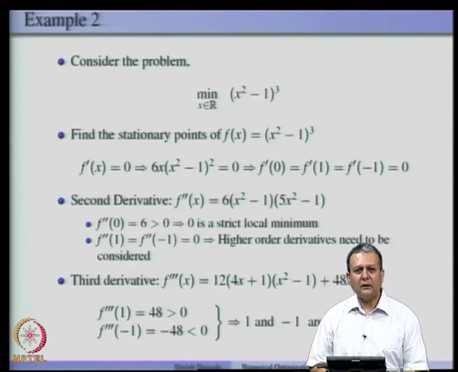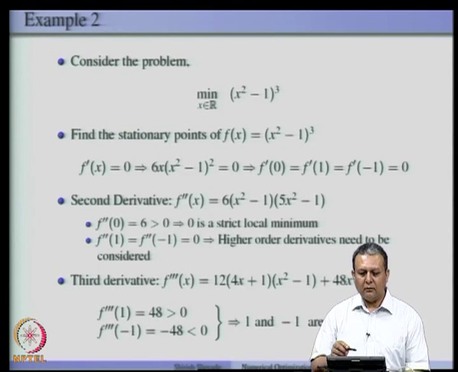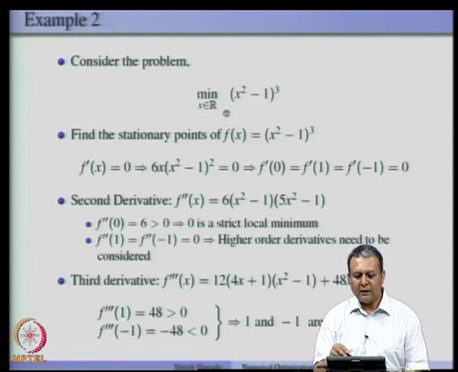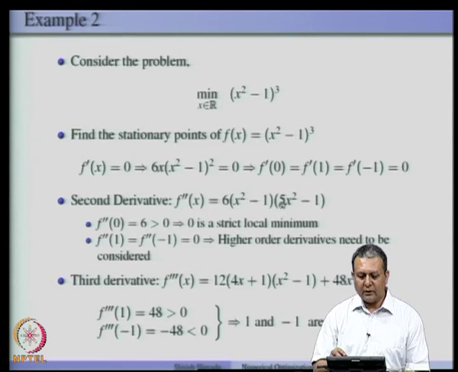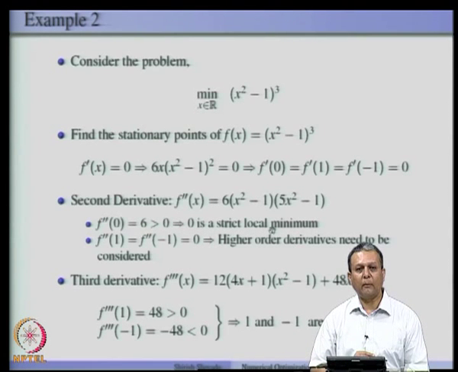Now, let us consider another case, minimize f of x, where f of x equals x squared minus 1 cubed. If you look at the stationary points, again we get 3 stationary points: 0, 1 and minus 1, at which the derivative of the function vanishes. So, we look at the second derivative. The second derivative of the function at 0 is 6, which is positive, which means that 0 is a strict local minimum.